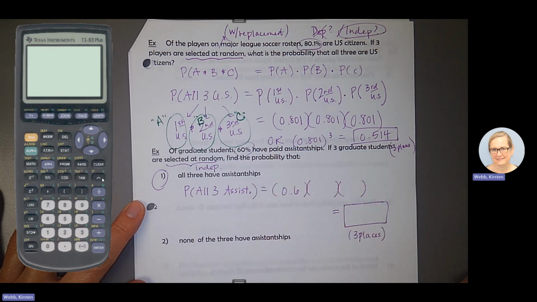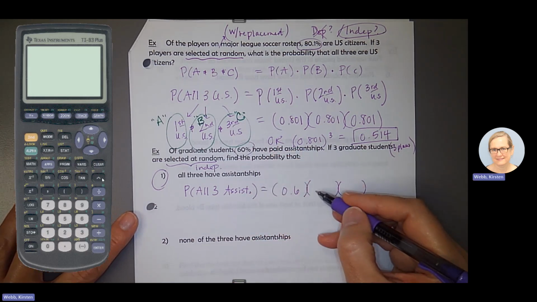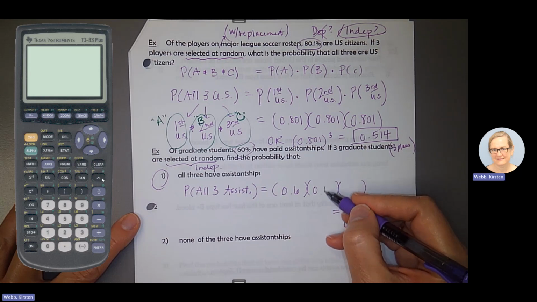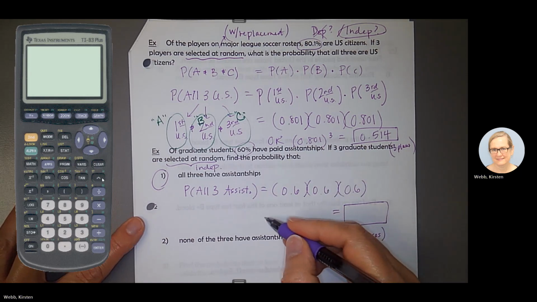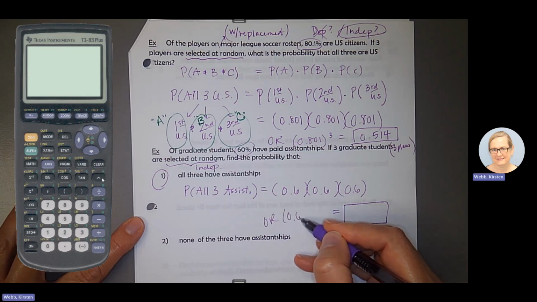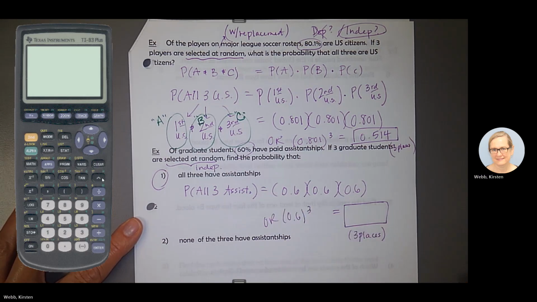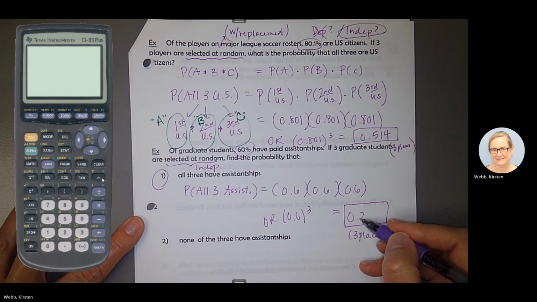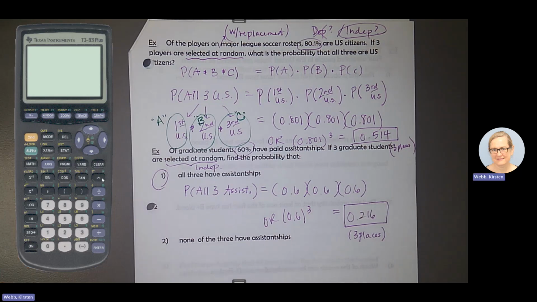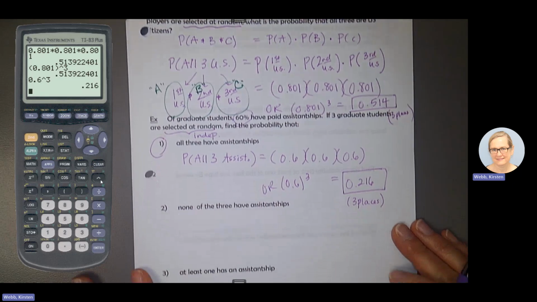Based on 60%, 0.6 or 0.60. And it's independent. We're replacing the name, so the same over and over and over again. We could write it as 0.6 to the third. And what does it come out to be? 0.216. Nice. Anybody see anything they want to double check on that one?